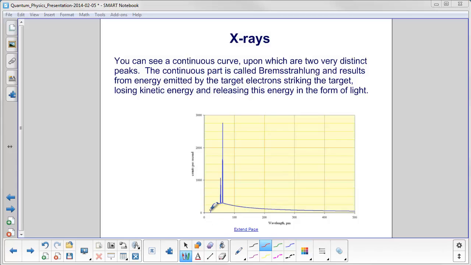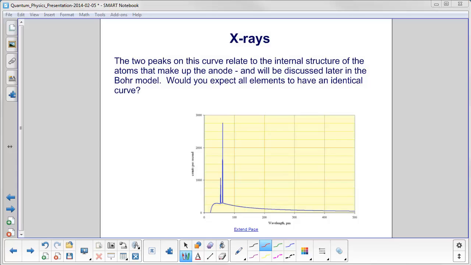Hopefully you saw a continuous curve. And I'll go ahead and draw that out. That's this. Very smooth, well, certainly better than my line here, with two very distinct peaks. Here's one peak, and here's the other peak. The continuous part here is called Bremsstrahlung, which is German for braking rays, braking as in a car brake, something that slows you down. It results from the electrons striking the anode, the target, losing kinetic energy and releasing this energy in the form of light.